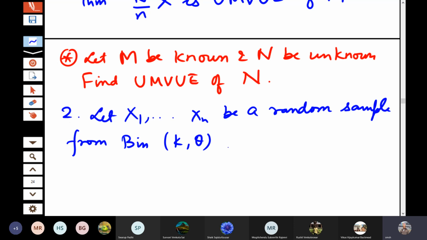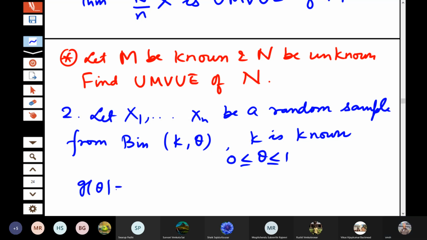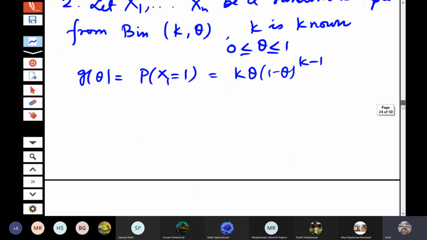So I have a binomial(k, theta) distribution. k is known, and theta, of course, lies between 0 and 1. In the binomial distribution, one of the parameters of interest is the probability of a single occurrence. So here I consider the probability of X equal to 1, that is equal to k C 1 theta (1 minus theta) to the power k minus 1. We are interested in estimating the probability of 1.